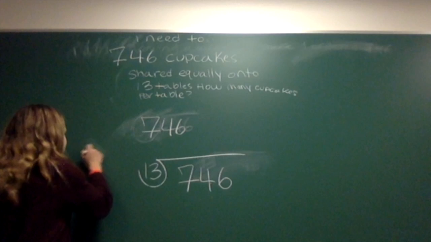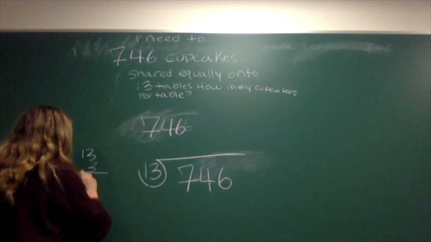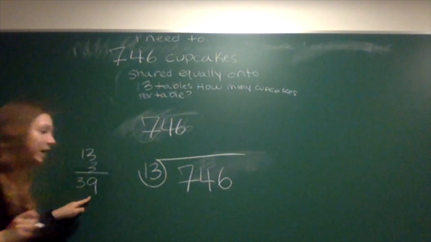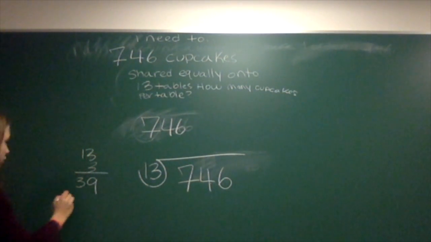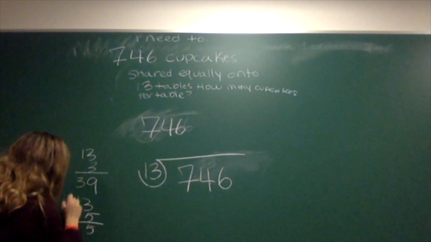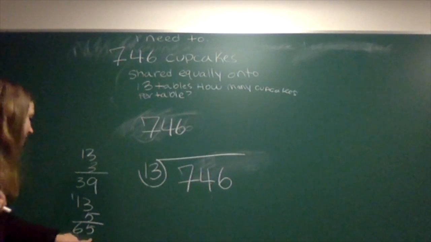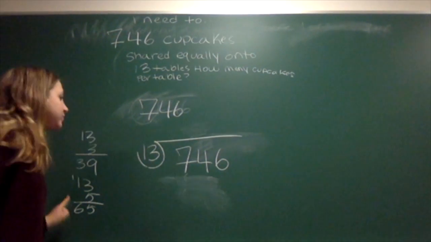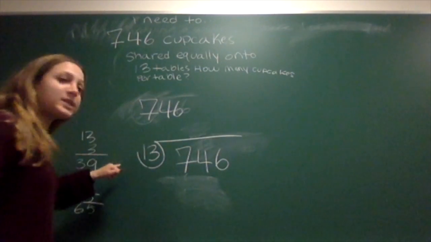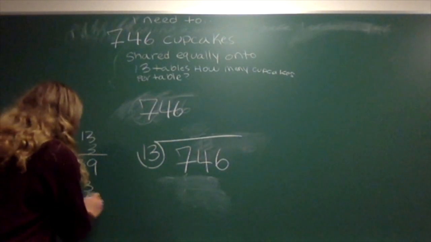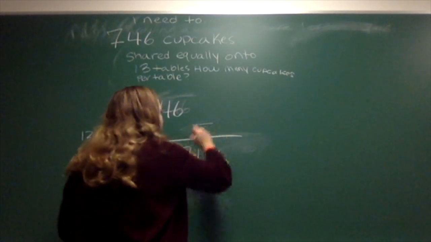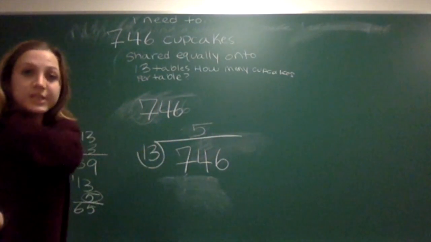I know that 13 times 3 is 39, and I have more tens than 39, so I'm going to try to go a little bit higher. I'm going to try 13 times 5, regroup. So we have 6 in the tens place, 5 in the ones place, that makes 65. So it means that I can equally share 74 tens onto 13 tables with 5 tens per table. So I'm going to put that 5 right above the tens place because we're dealing with tens.